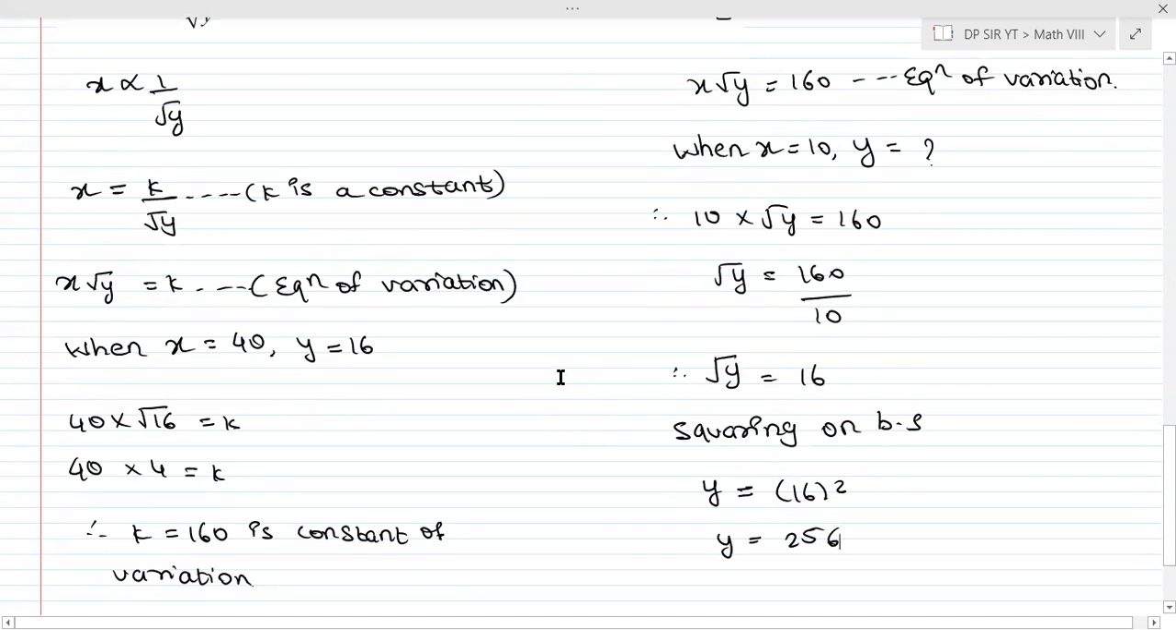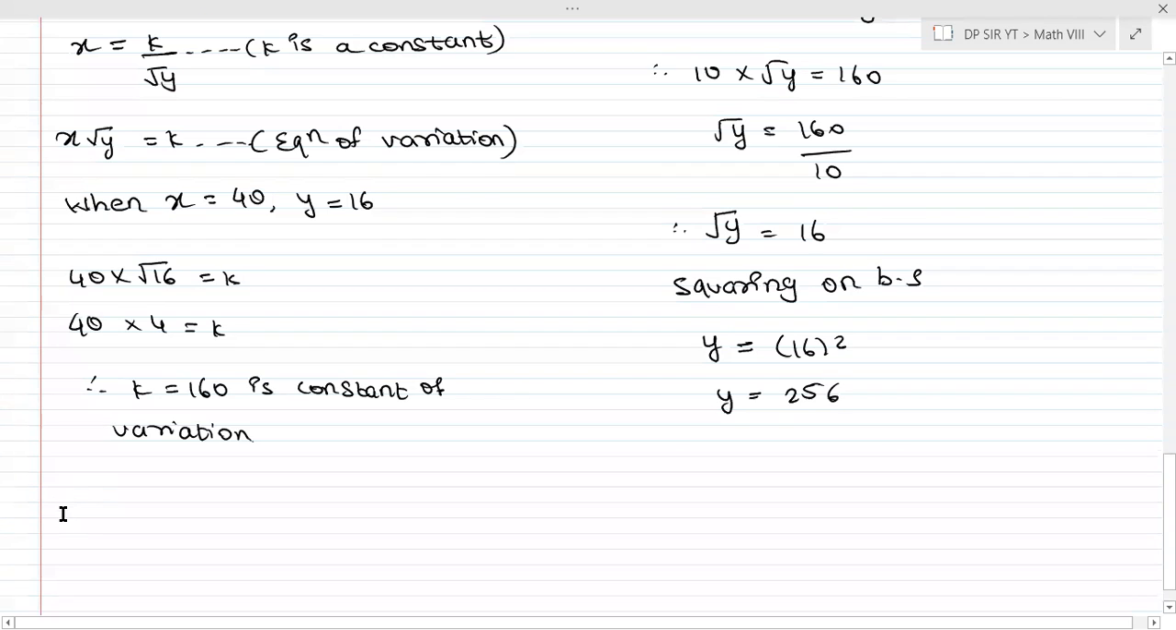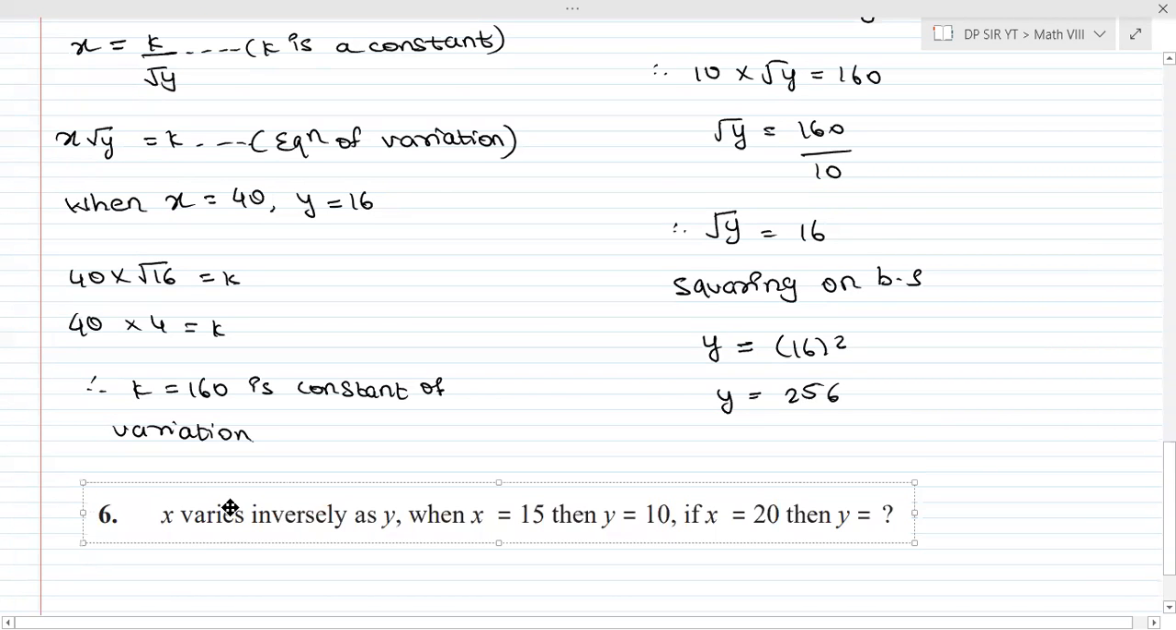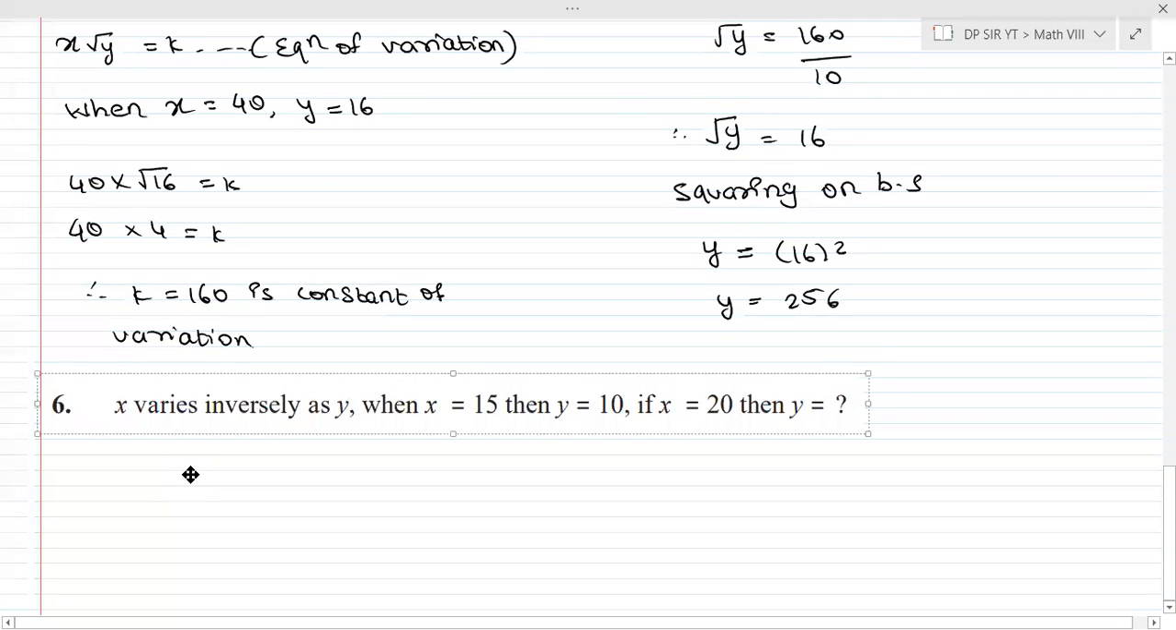Okay. Now, x varies inversely. Just give me a moment. I'll share the next question for you all. So last question for today. In fact, with this we complete indirect variation also. And there is one more exercise given in the textbook which deals with time, speed, and work. So basically that we will cover in the next session if possible.